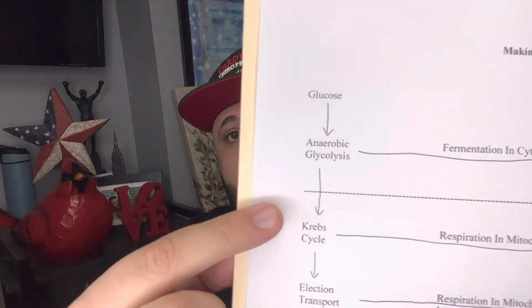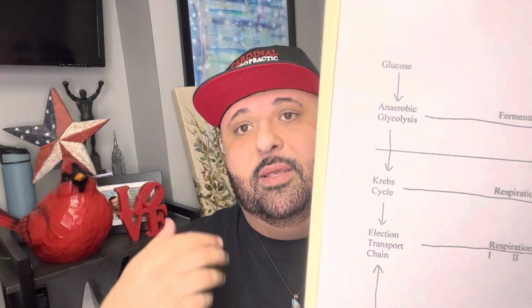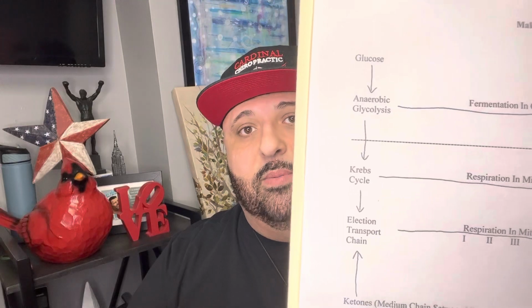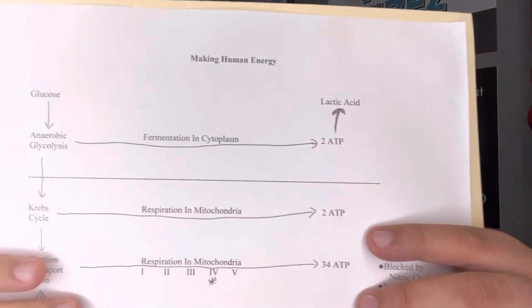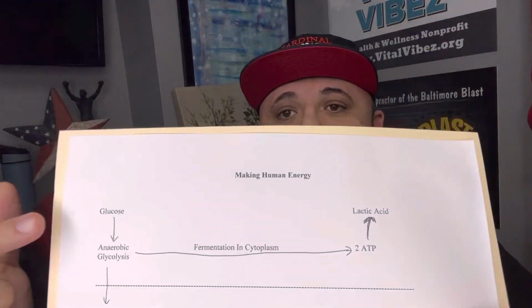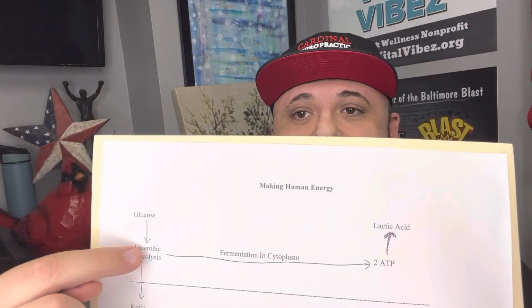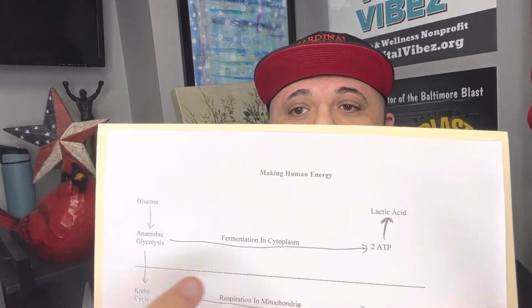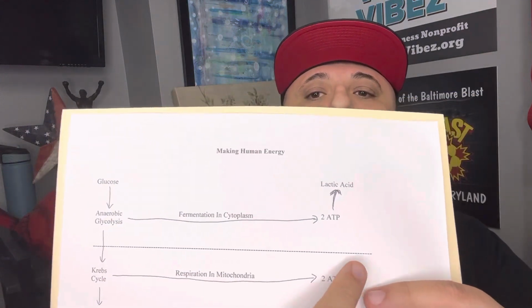The next thing you go into is the Krebs cycle. That's the traditional respiration that most people think about. It's respiration of the mitochondria. Again, you end up with 2 ATP. So just to start from the beginning: anaerobic glycolysis, 2 ATP. Krebs cycle, 2 ATP. ATP is the unit of energy, short for adenosine triphosphate.